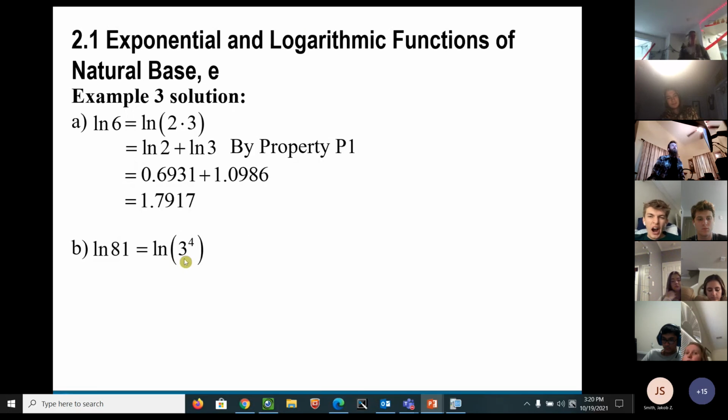Now they're doing 3 to the 4th power. I did 9 to the 2nd power. It's whichever one you want to do.